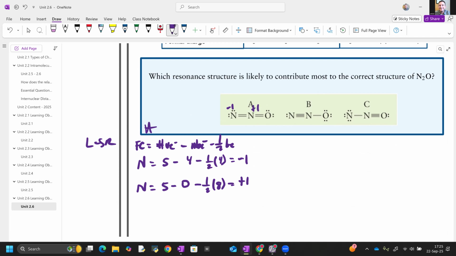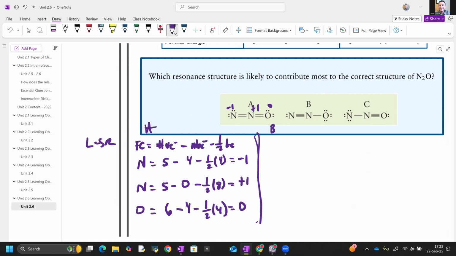Now we follow rule number 1. We know that the sum of the formal charges must equal 0. This means this oxygen must have a formal charge of 0 if that's going to be true, but we can still calculate it. We have 6 valence electrons minus 4 non-bonding minus 1/2 of 4. So 6 minus 4 minus 2, which is indeed 0. And so for structure A, our formal charges are -1, +1, and 0.